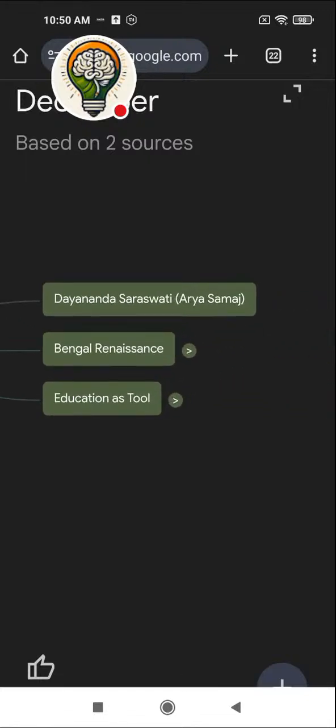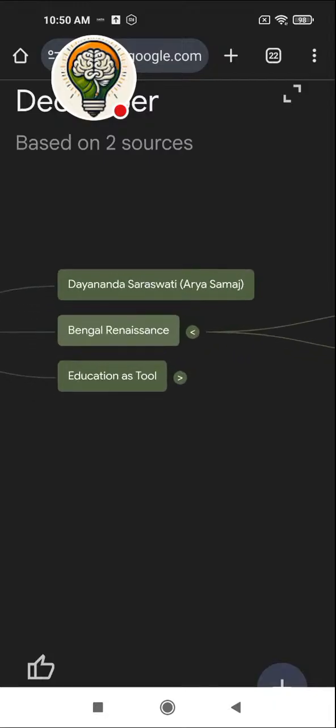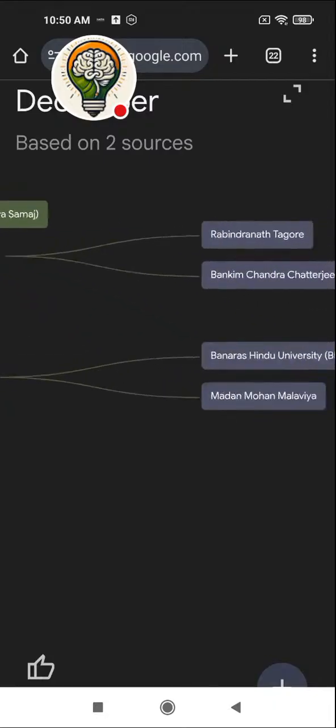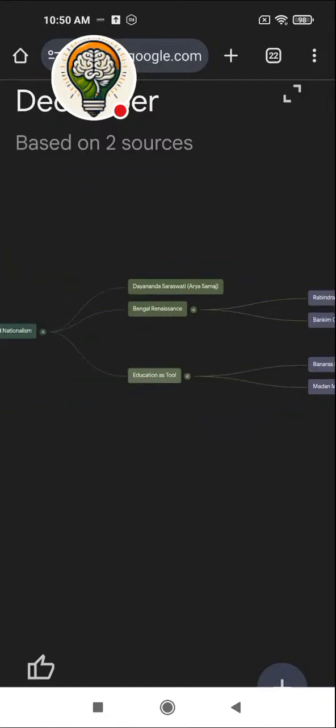So Dayanand Saraswati of Arya Samaj. So Bengal Renaissance and Rabindranath Tagore and Bankim Chandra Chatterjee wrote Anandamath and Vande Mataram. And educational as a tool: Banaras Hindu University, and Madan Mohan Malviya gave the Banaras Hindu University.